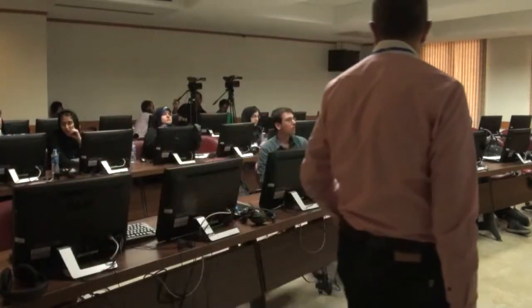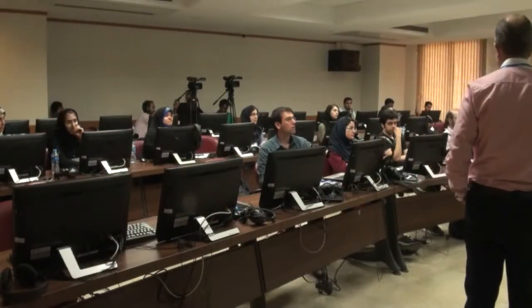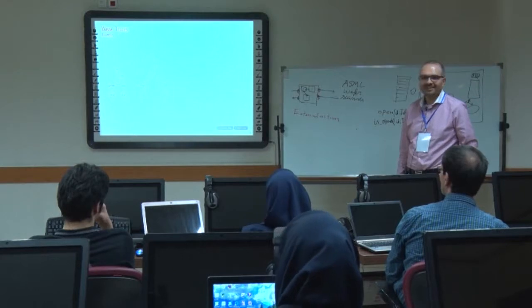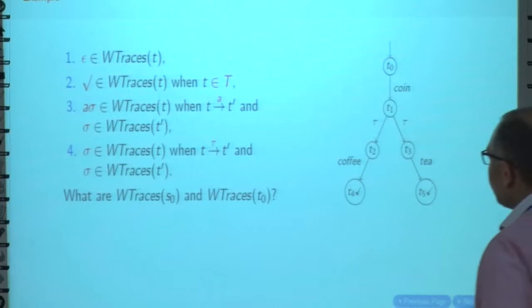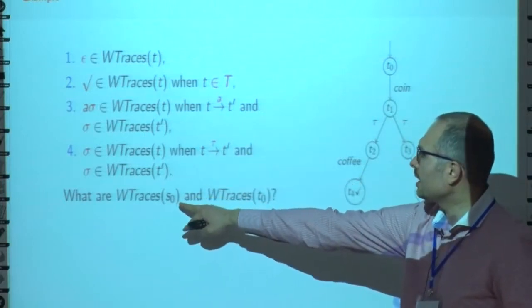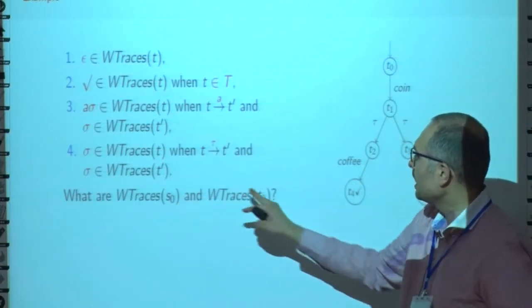Who thinks they are? Who thinks they are not? Okay, so many people are undecided. Let's look at, so this was our definition, right? We want to calculate the set of weak traces of S naught and also T naught.